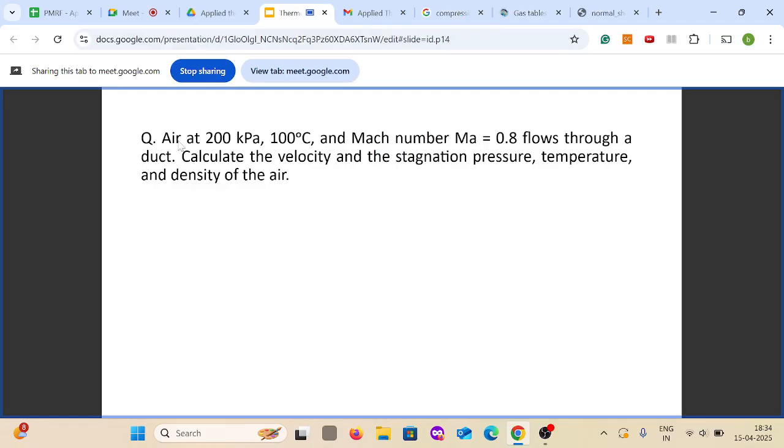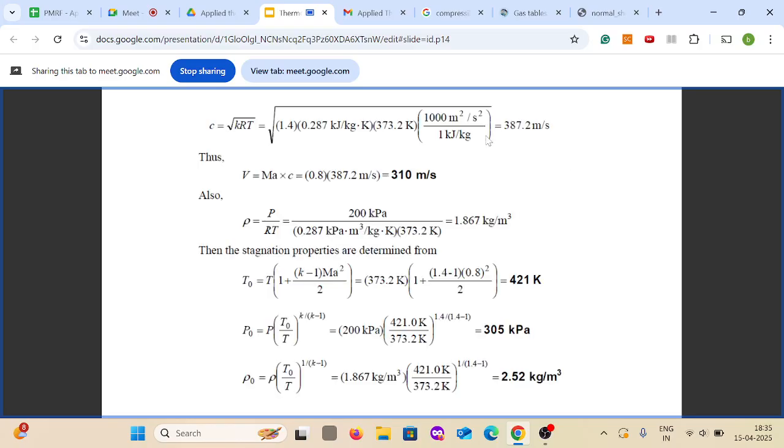So air at 200 kilopascal and 100 degrees Celsius, and Mach number of 0.8 flows through a duct. So calculate the velocity and the stagnation pressure, temperature and density of the air. So what is known is, through a duct you have pressure known 200 kilopascal, temperature known 100 degrees Celsius, and Mach number is given as 0.8. So let's see how to solve this.